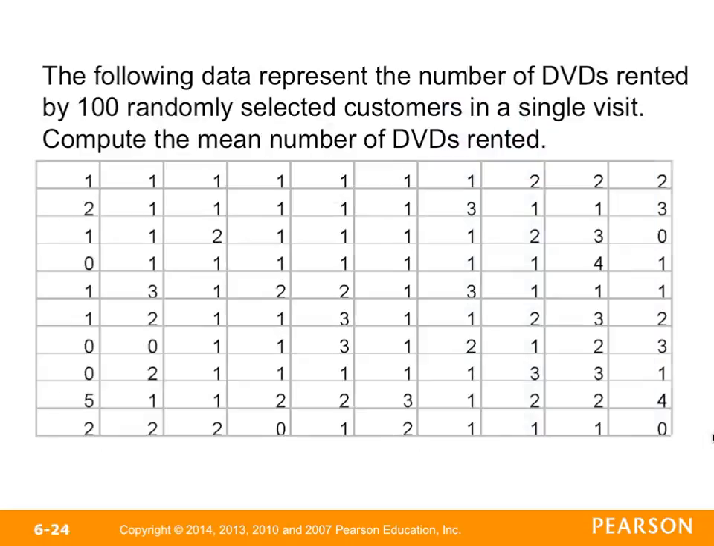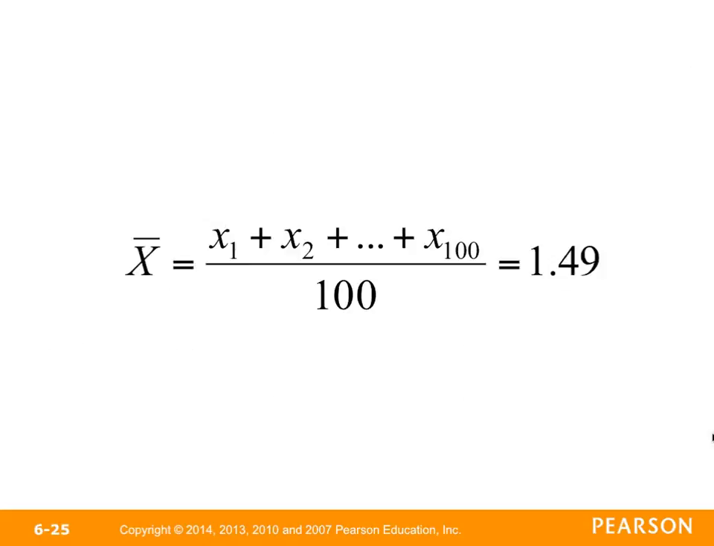Now, the idea is that we had a lot of trials. If you look back here, we had 100 trials. If we had maybe only 10 people that we randomly selected, or 5, we probably wouldn't have ended up with exactly 1.49. But the idea is that as you take a larger and larger sample, your x bar gets closer and closer to the mean of your random variable that you would expect to be getting.